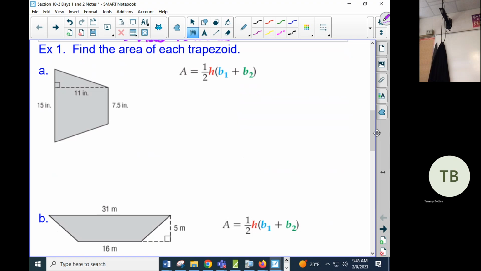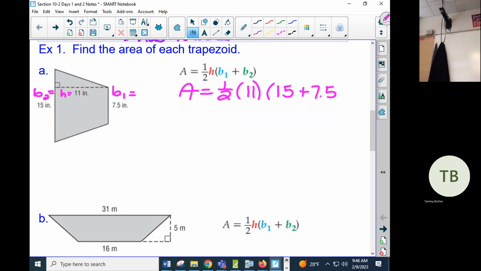So if I look at this one here, they're asking us to find the area. And notice here, it's just kind of a trapezoid on its side, but this is my height, okay? And then these two would be my bases. So I could maybe call this one B1 and that one B2 or vice versa. Okay, it doesn't matter which one you call which. So all we would have to do here is go 1/2 times the height, which is 11, times our two bases added together, which is 15 plus 7.5.